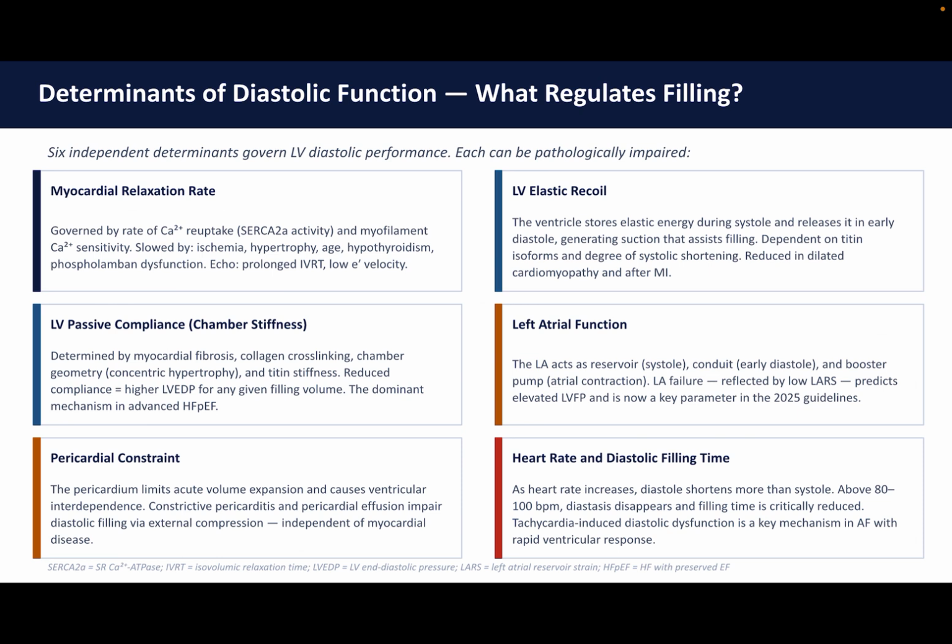Heart rate and diastolic filling time, that's number 6. As heart rate rises, diastole shortens more than systole. Above 80 to 100 beats per minute, diastasis disappears and filling time is critically shortened. This explains exercise intolerance in heart failure with preserved EF: the very thing that increases demand, exercise, fever, anemia, also shortens the time available to meet it.